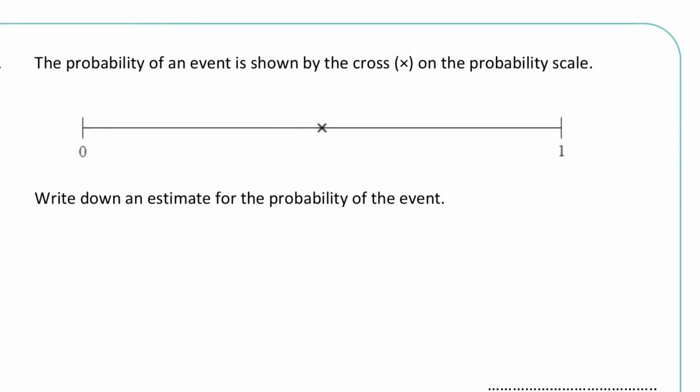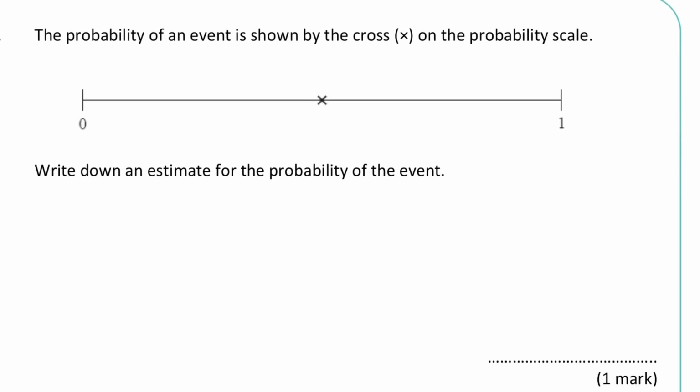The next question here is saying the probability of an event is shown by the cross on the probability scale. Write down an estimate for the probability of the event. Now, when we are doing an estimate here, we are just doing it as logically as we can. We don't need to get a ruler out for this one and measure to see if that's perfectly in the middle. It does look like it's in the middle, so it'd be fair for us to estimate that that's in the middle of 0 and 1.